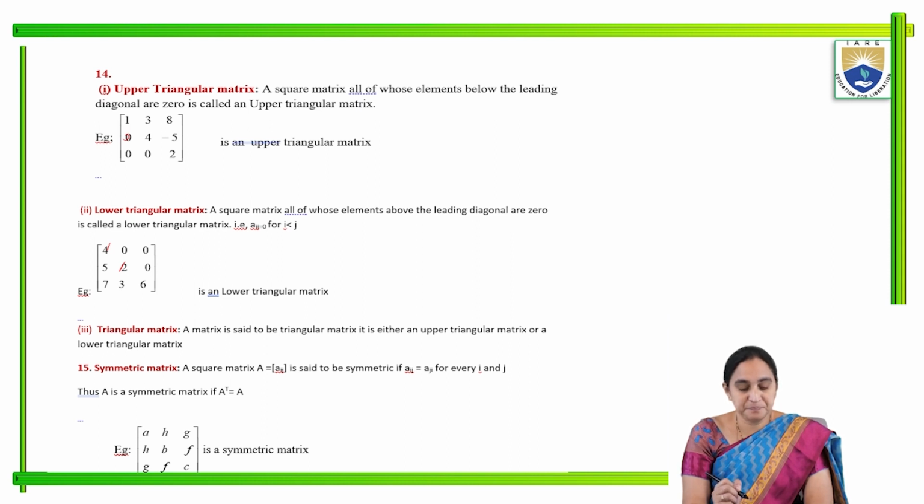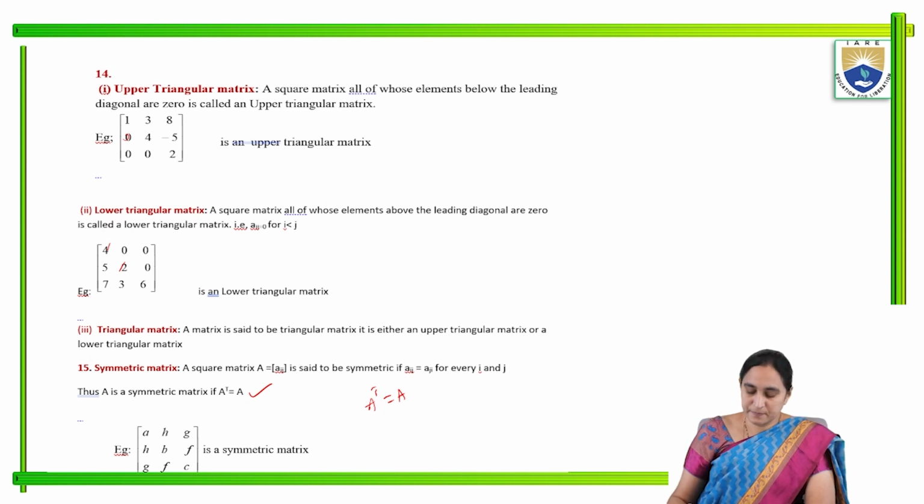Symmetric matrix. A square matrix A is said to be symmetric if the condition A transpose is equal to A holds. For example, the matrix with entries a, h, g, h, b, f, g, f, c. A transpose is equal to A. What is A transpose? You have to interchange the rows and columns.